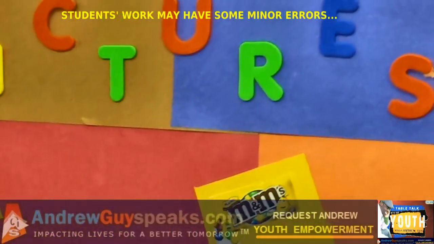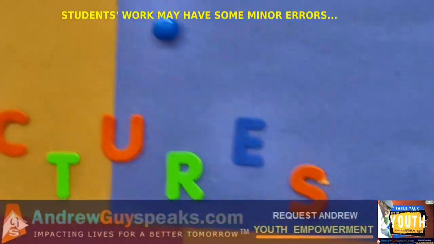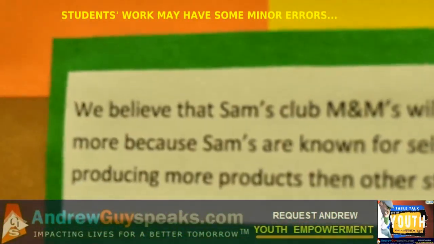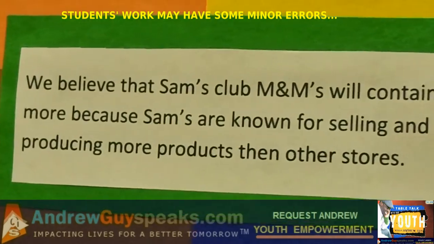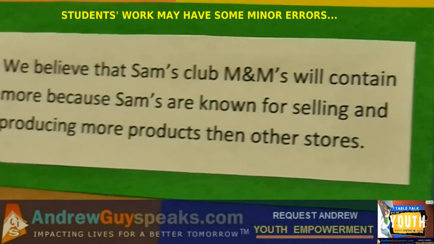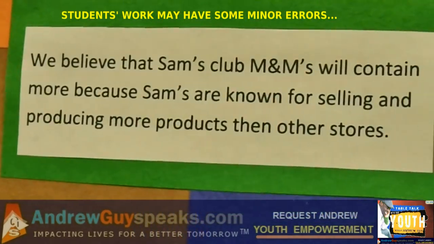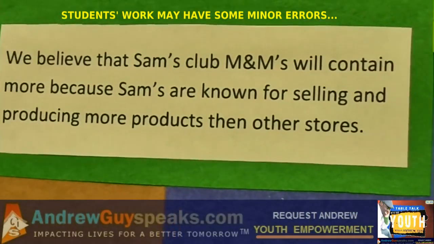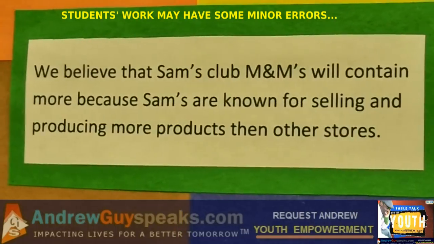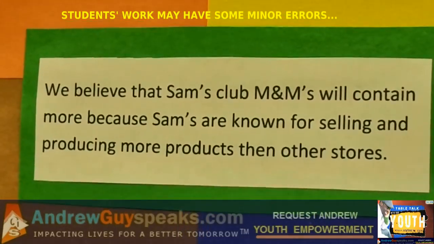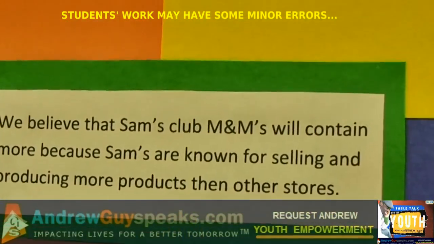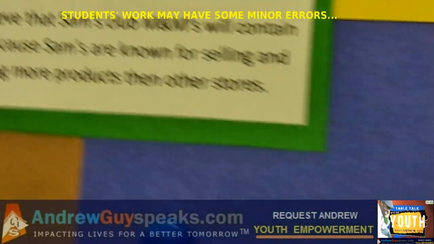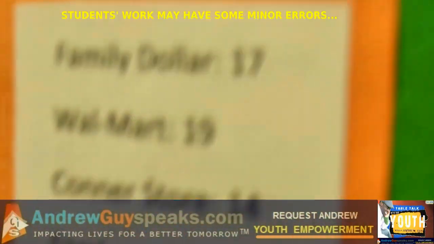Their hypothesis is this. It says, "We believe that Sam's Club M&Ms will contain more because they are known for selling and producing more products than other stores." That is their actual hypothesis. Then they went in and did the research, and they came up with their data. This is what their data is.